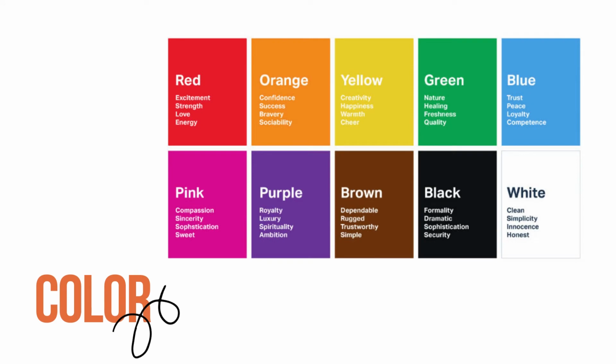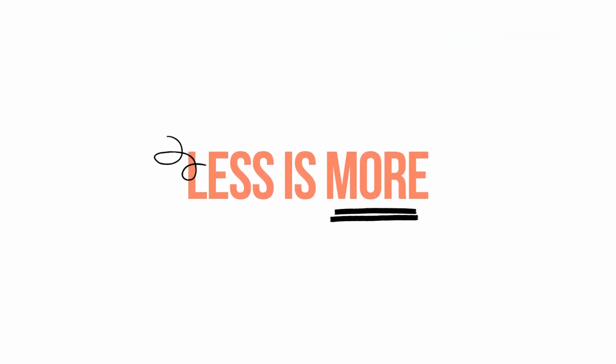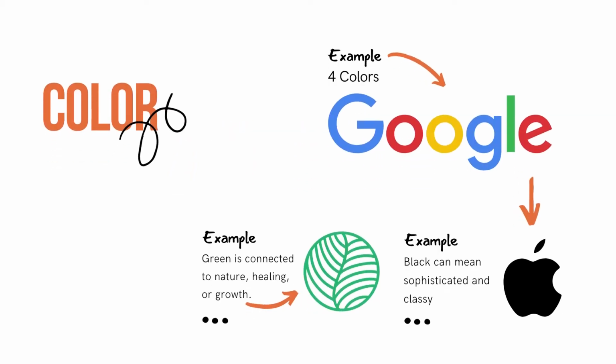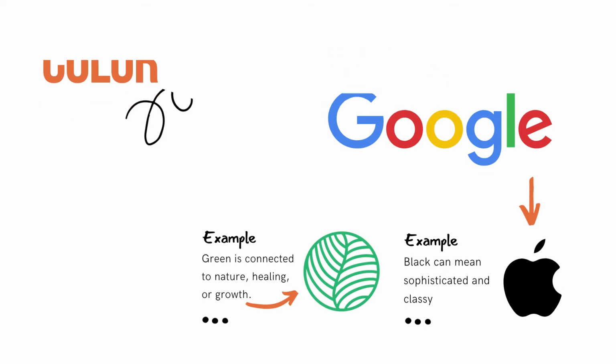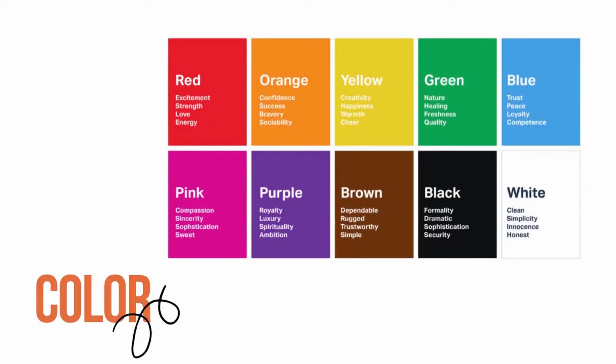Another important element is color. When it comes to making a logo, less is more. Using all the colors on the color wheel can be visually overwhelming, so it's good to stick to 4 colors or less. People usually connect colors with feelings or experiences, just like how green is usually used for companies that have to do with nature, healing, or growth. Black, on the other hand, is used to represent sophisticated or classy brands. You may refer to this slide for the meaning of each color.